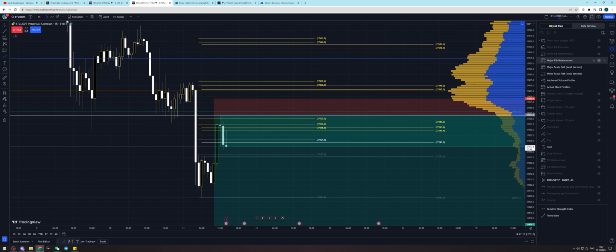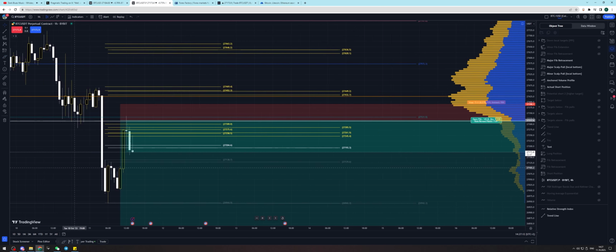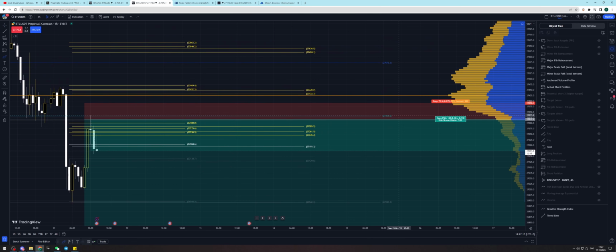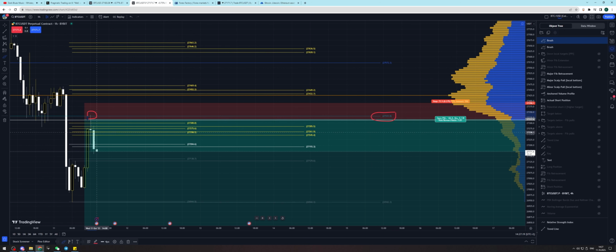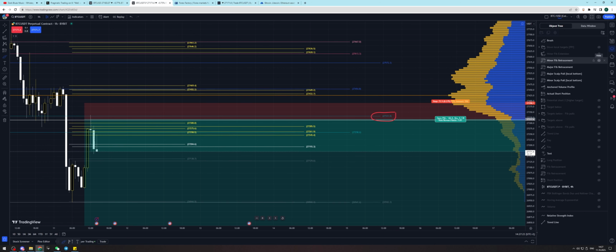We have the major fib retracement, and no wonder the first fib level of interest was exactly at the top of the wick. Okay, besides that, we have the minor fib retracement, nothing too interesting. We have this level here, but it's nothing too important. We have the minor fib extension. Oh, look at that, look at that. We have more fibs in the zone right here near this major fib retracement pool.